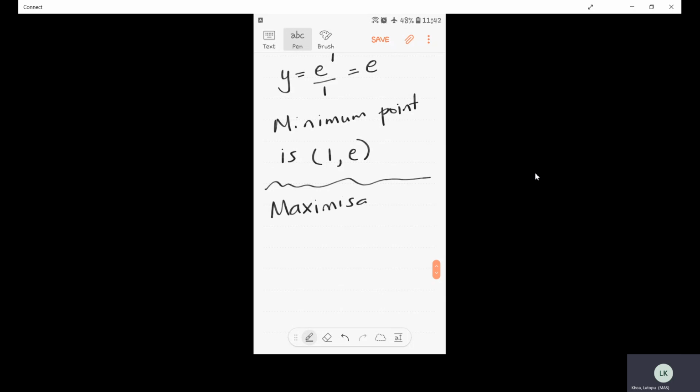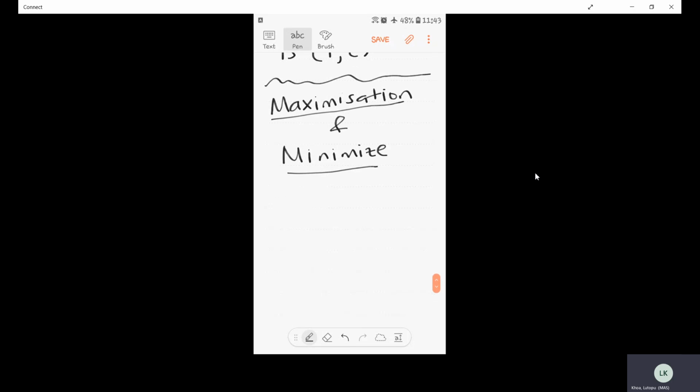So we want to maximize and to minimize. Okay, so that is one of the applications. If we want to find out what is the maximum of something, what is the minimum of something, we can also use derivatives to do that.